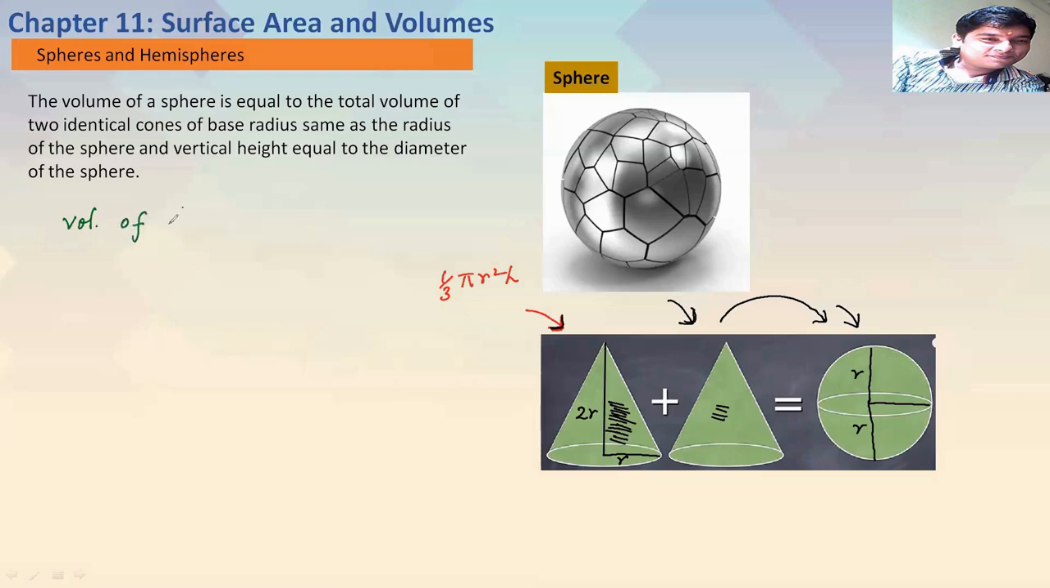So what would the volume of the sphere happen to be? 1 by 3 pi r square h. That's only one cone. You have to take two cones to fill the sphere. So 1 by 3 into 2. Sir, 1 by 3 pi r square h plus 1 by 3 pi r square h. That's very good. Then basically 2 into... Okay. So what is h? h is the diameter, 2 into r, 2r.